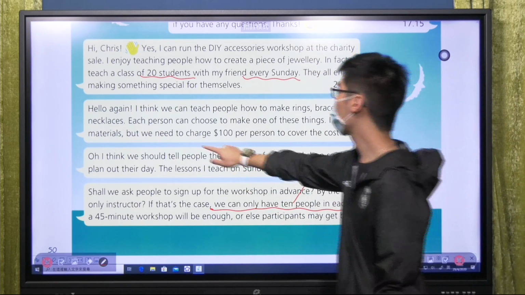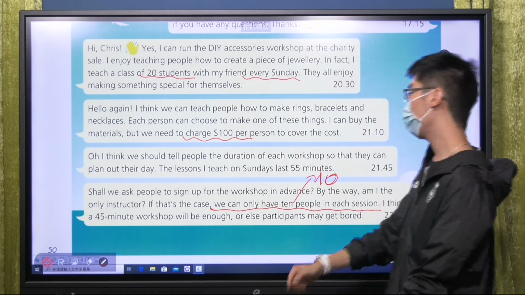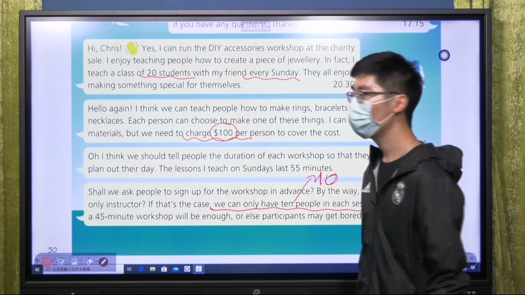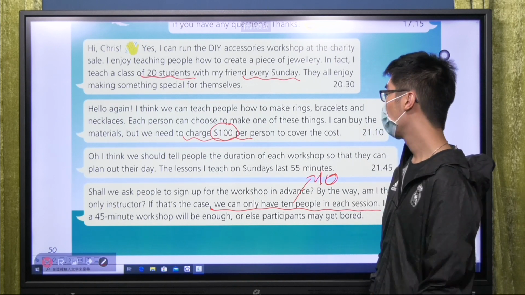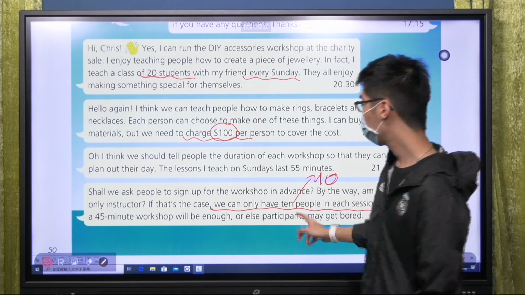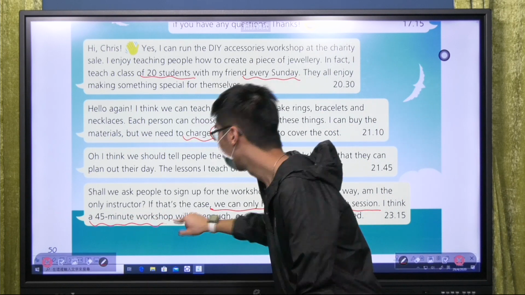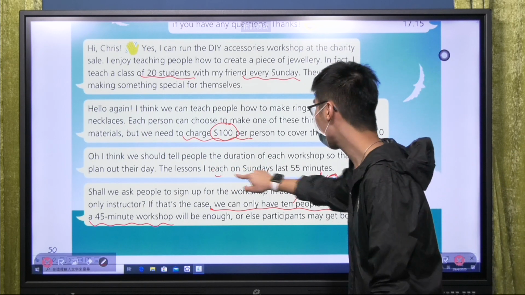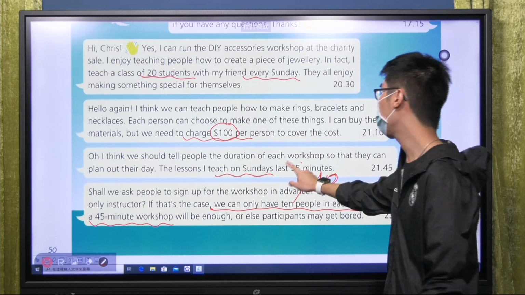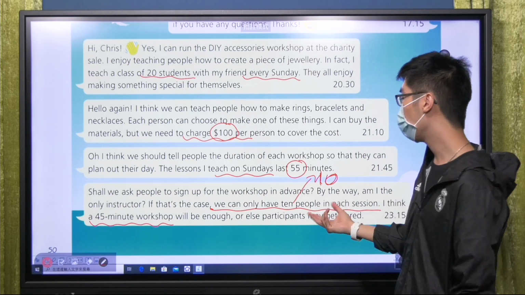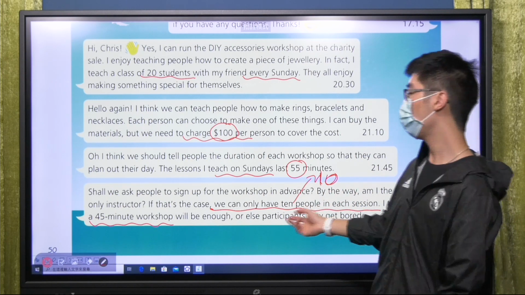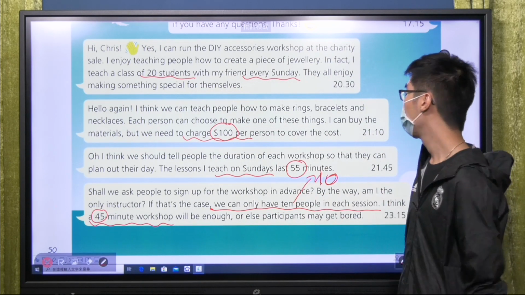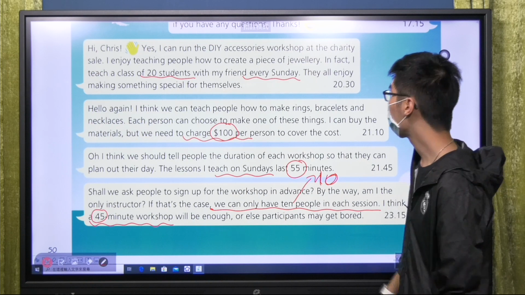And then you can see right here, charge what? $100 per person. We can find the amount of the entrance fee, and then you can see it lasts for 45 minutes. Because the Sunday classes he taught before are 55 minutes, but this time the workshop is only 45 minutes. So please don't write 15 minutes or 55 minutes.